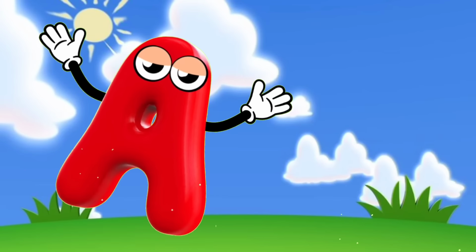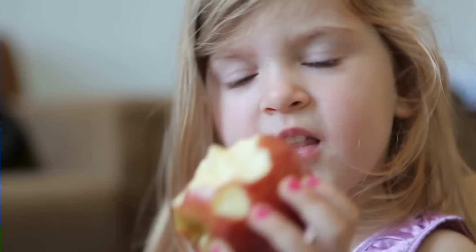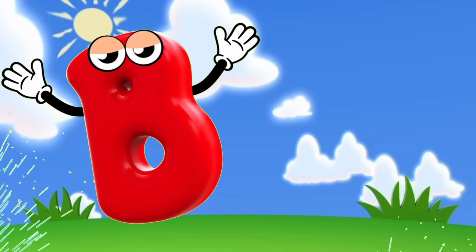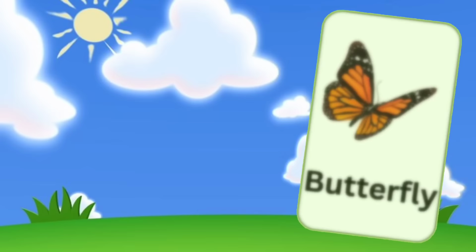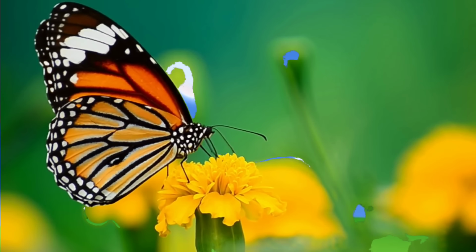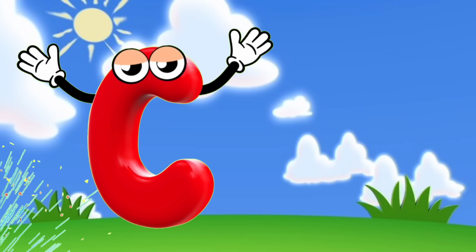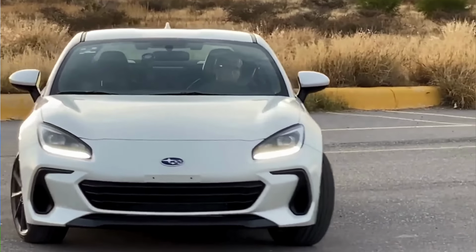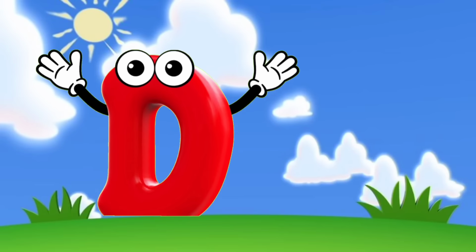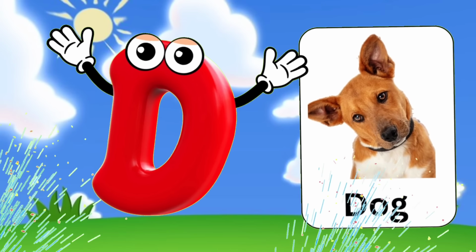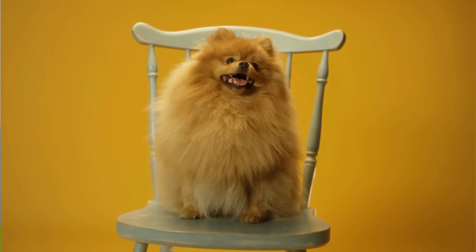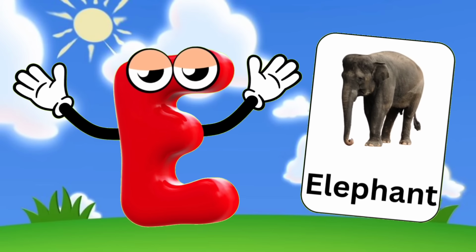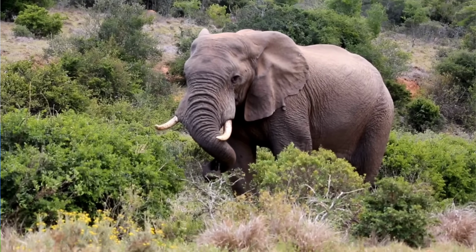A is for apple, apple. A, apple. B is for butterfly, butterfly. B, butterfly. C is for car, go, go, car. C, car. D is for dog, do, do, dog. D, dog. E is for elephant, e, elephant. E, elephant.